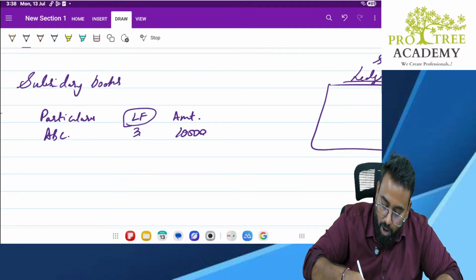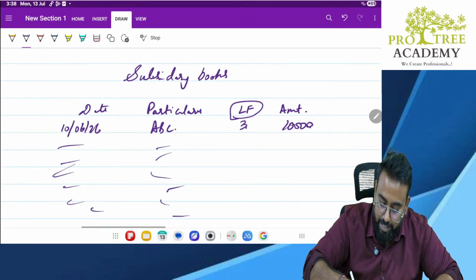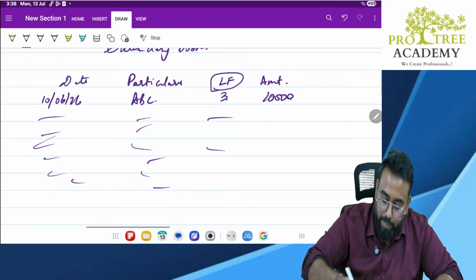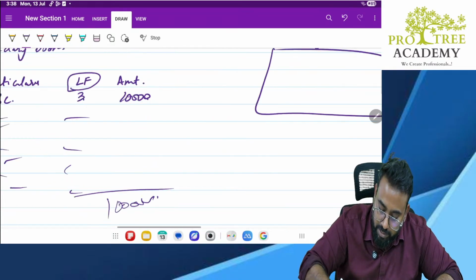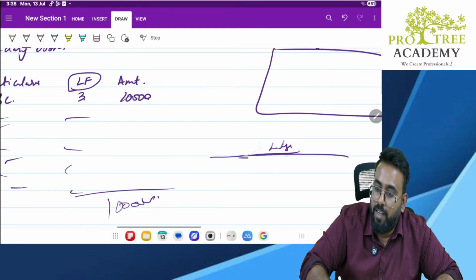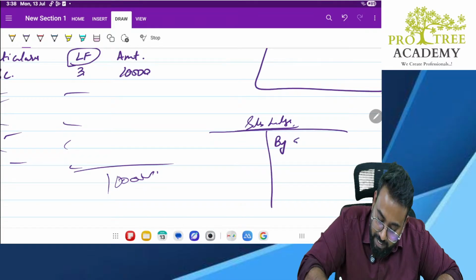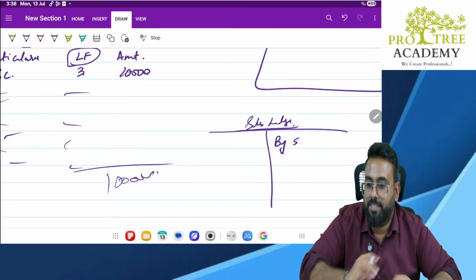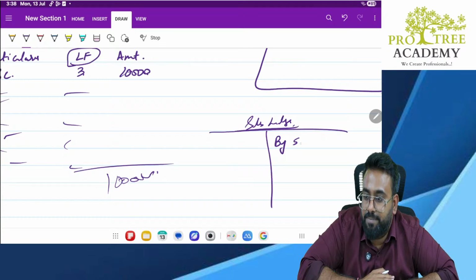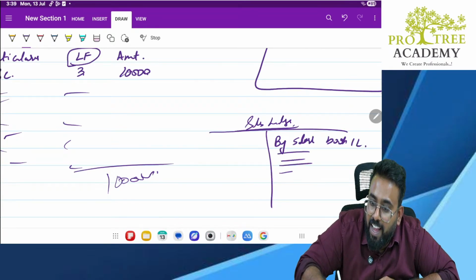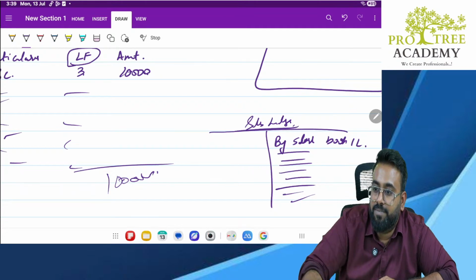I will keep recording all the transactions like this. Correct? Now what is the total? Say 1 lakh. Now in my sales ledger, I will simply record: By sales book, 1 lakh. Done. Instead of recording each party, I recorded it in one line.